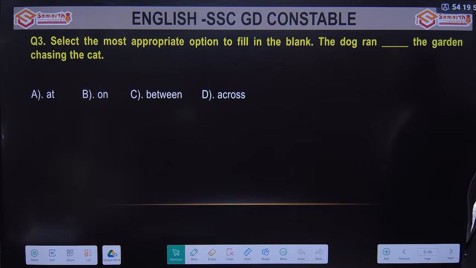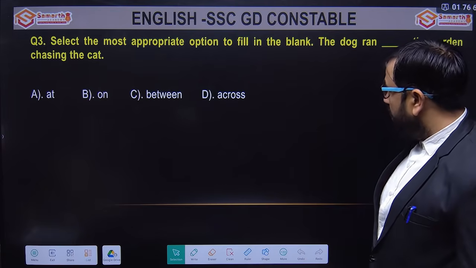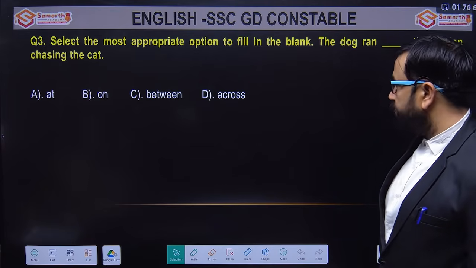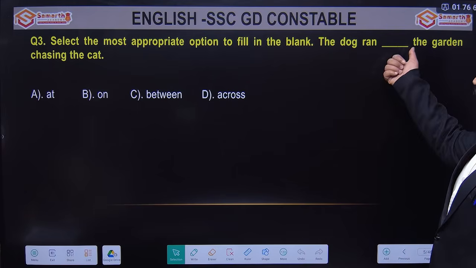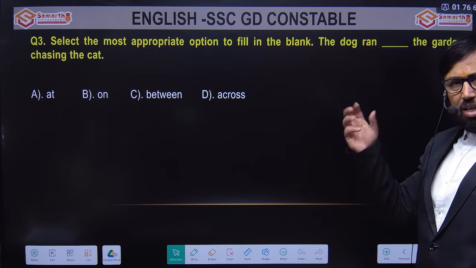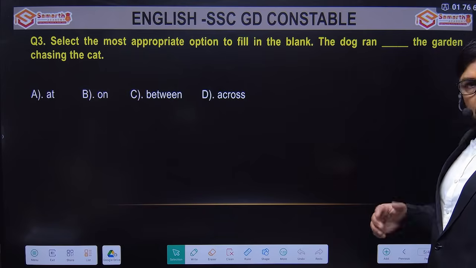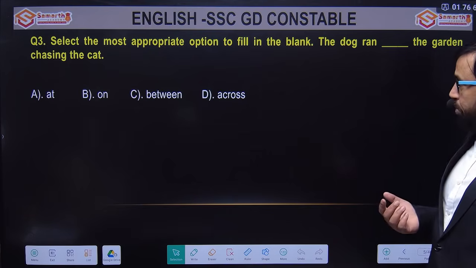Next one, again, the most appropriate option to fill in the blank. The dog ran dash the garden chasing the cat. Options are at, on, between, across. Quite straightforward question. The dog ran dash the garden. At the garden cannot come, towards the garden could have come, but not at the garden, nor can on the garden be. In the garden we have heard, but on the garden is not making sense.